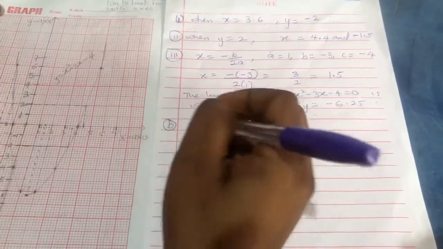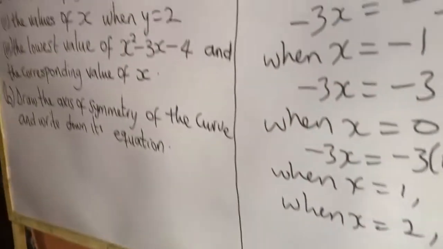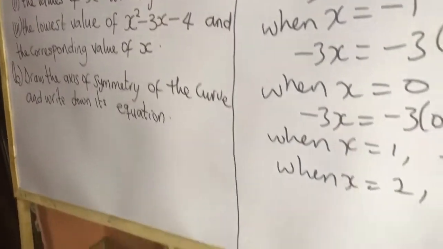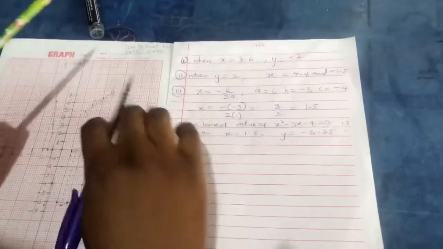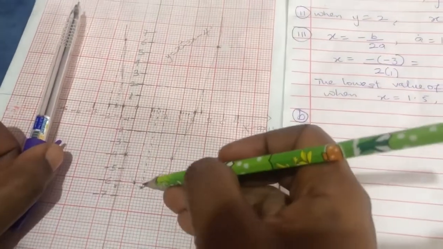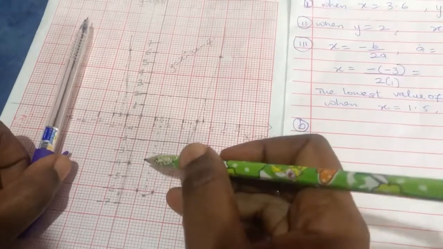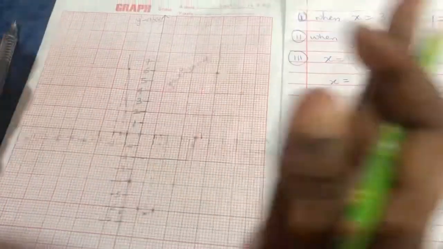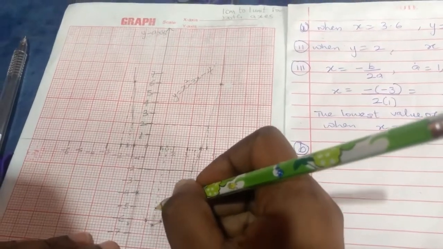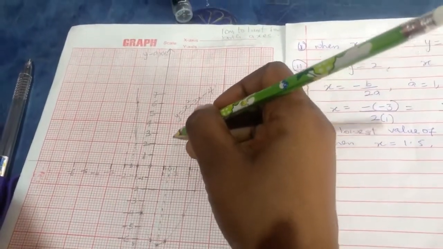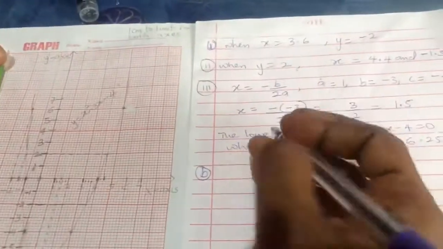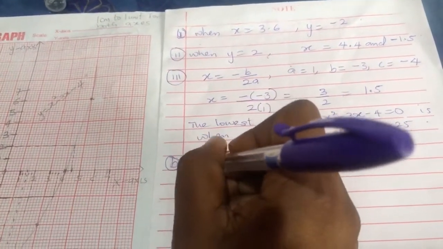B, draw the axis of symmetry of the curve and write down its equation. So the line of symmetry is when we can divide the graph into 2 equal parts, the same thing. If it's interchanged, it doesn't change, it's still the same thing. So we can see that this is the place where we can cut it into 2 equally.